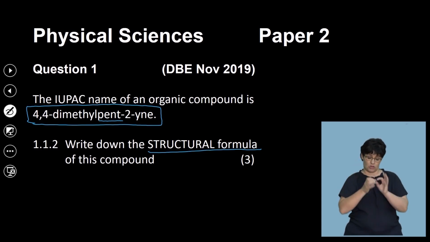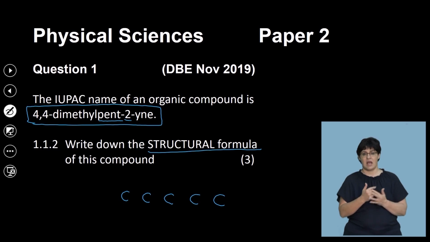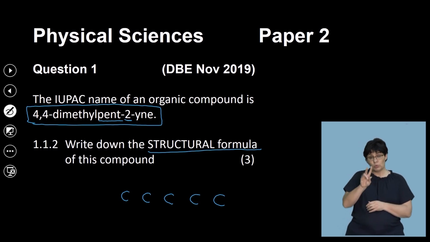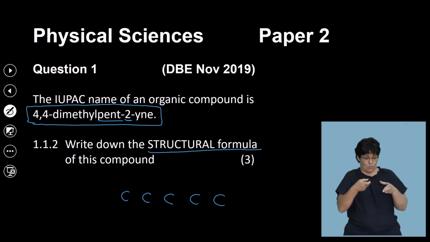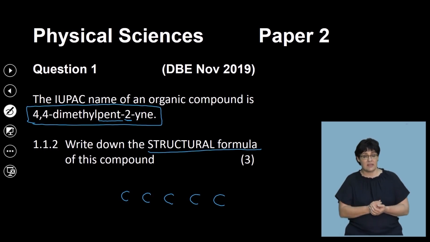So we're going to have 1, 2, 3, 4, 5. That's the parent chain. And then the 2-yne, so the 2 suggests the position of the functional group in the parent chain. In this case, we are saying that between carbon atom number 2 and 3, we've got the functional group.